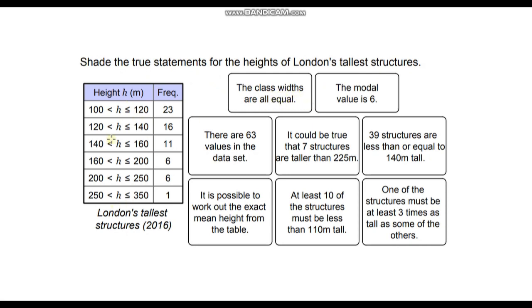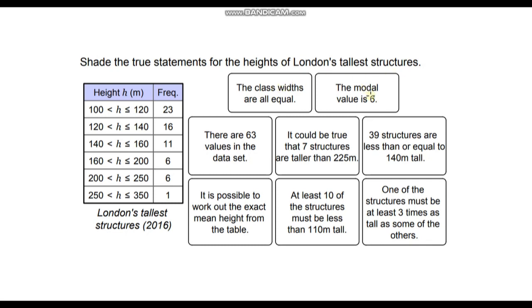So here are the class widths. So we can see the intervals. The first one goes from 100 to 120. So that's a class width of 20 meters. The next one's also 20 meters. This one's 20 meters, but this one here is 40 meters. So we don't need to go any further. We can see that they are different widths. So this one is definitely false.